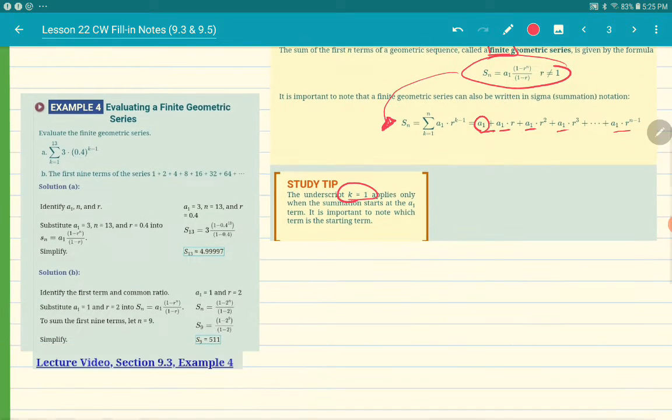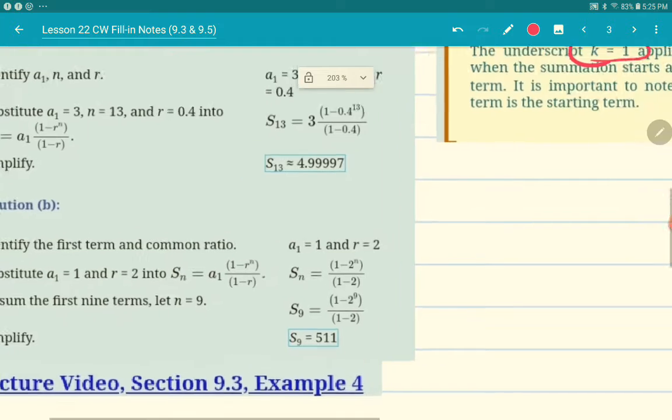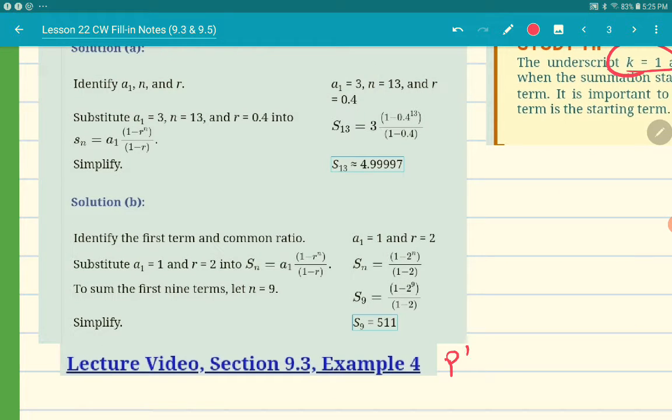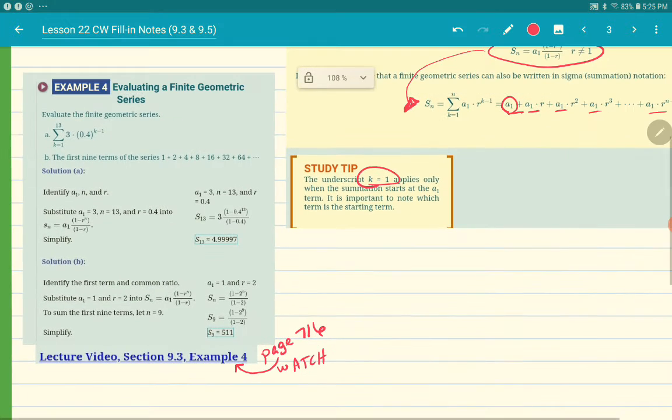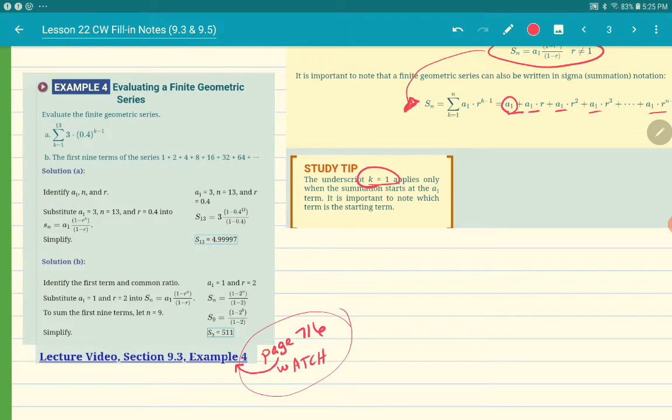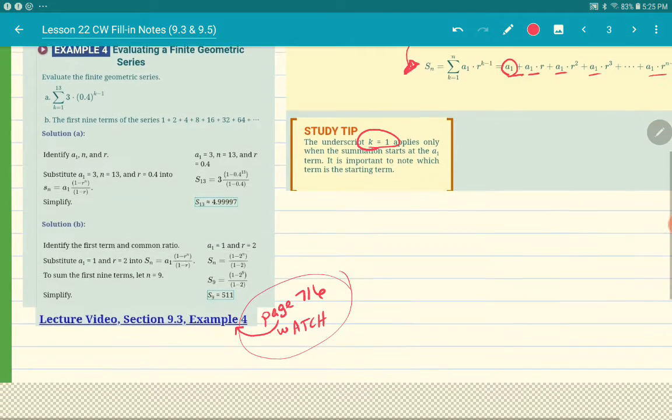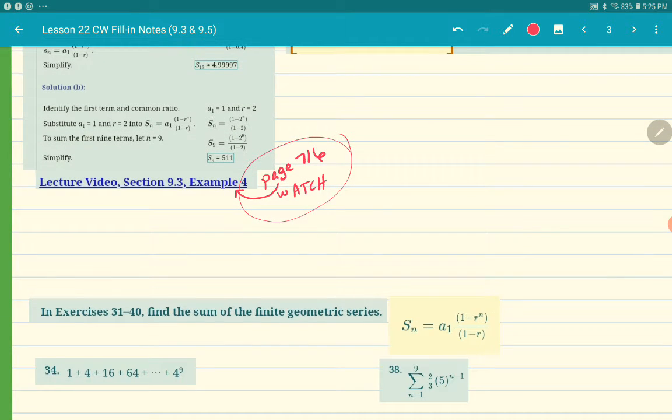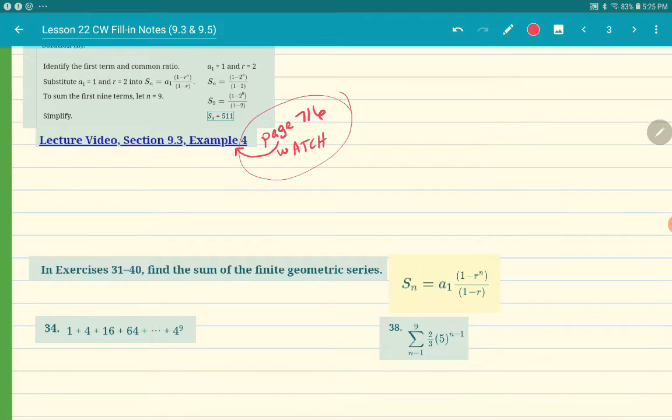All right, so we're going to go to example 4 from your textbook on page 716. Go ahead and pause this video, watch example 4, and then come back here and we'll try some together. Okay, welcome back. So let's try some like that, where we have 31 through 40. So you're doing 33 through 40, every other one.